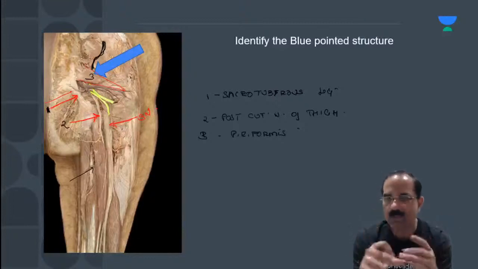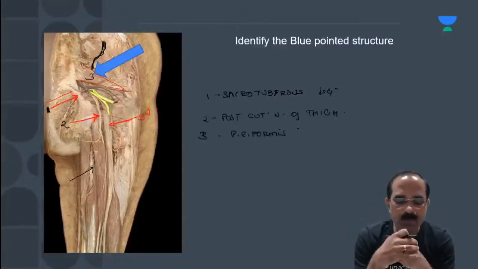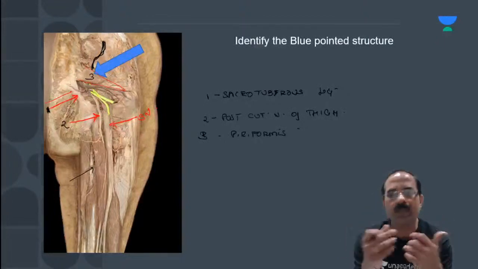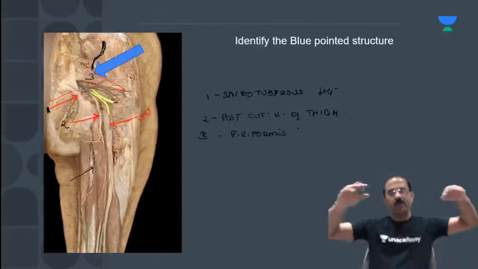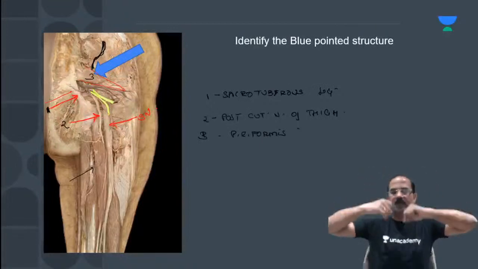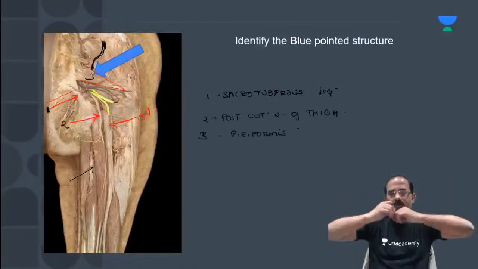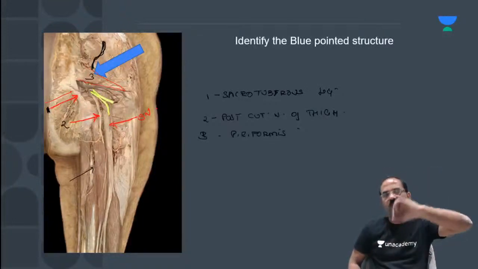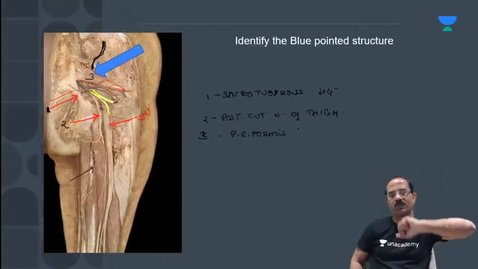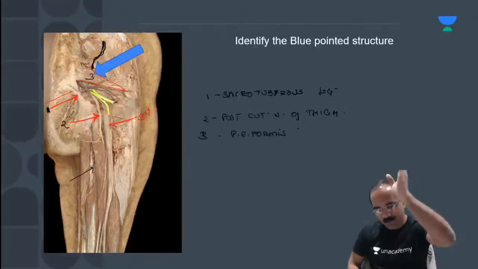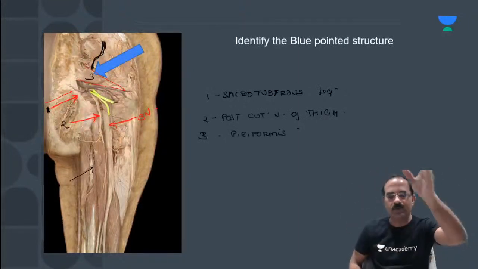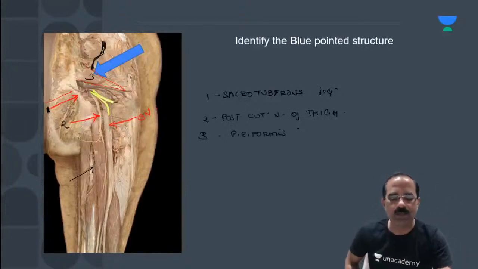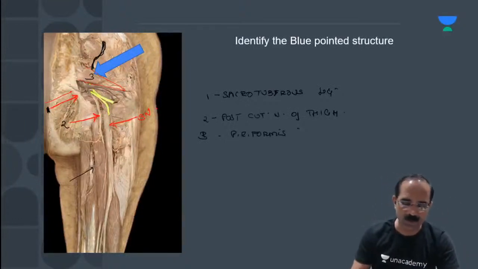Now this piriformis is known as the key muscle of the gluteal region, because plenty of structures surround the piriformis. At the superior border of piriformis, there's the superior gluteal nerve and vessels. At the inferior border, the inferior gluteal nerve and vessels. Then you get the sciatic nerve, the posterior femoral cutaneous nerve of thigh, and three structures with the name PIN: pudendal nerve, the internal pudendal vessels, and the nerve to obturator internus.